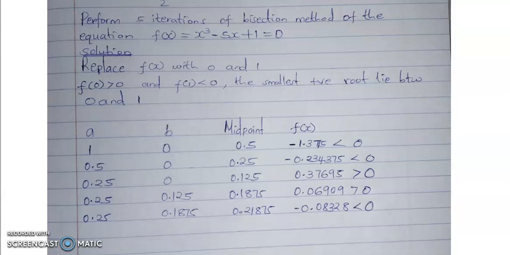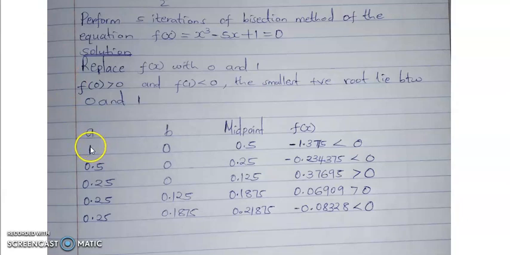Because you're getting one side negative and the other side positive, that means the root lies between 0 and 1. Those are the two points that you're going to start working your answer with. Now, let your point A be 1 and let your point B be 0.